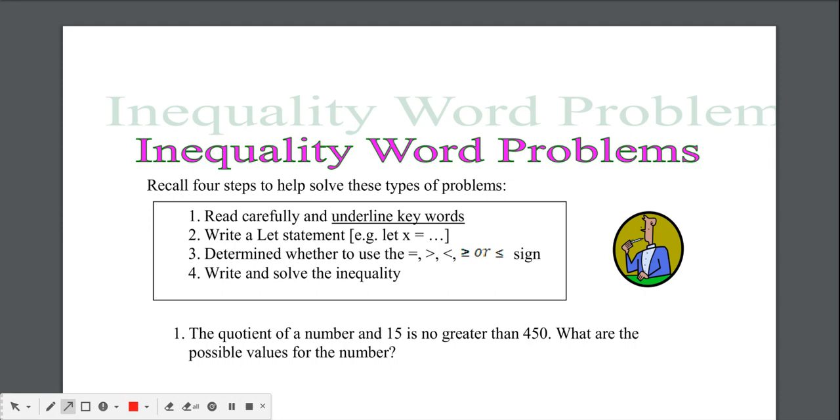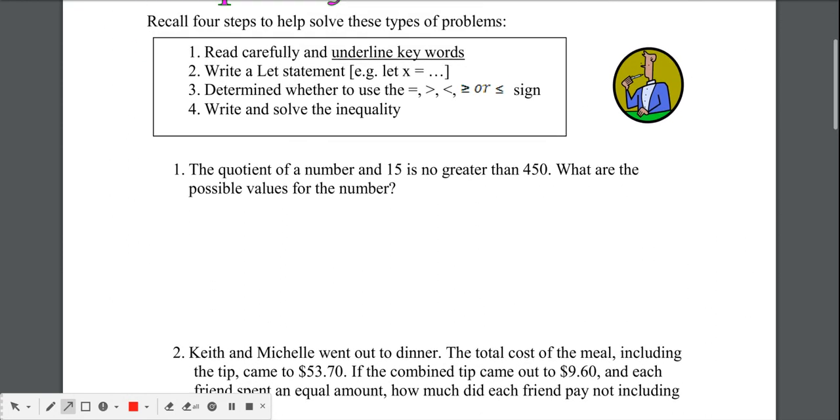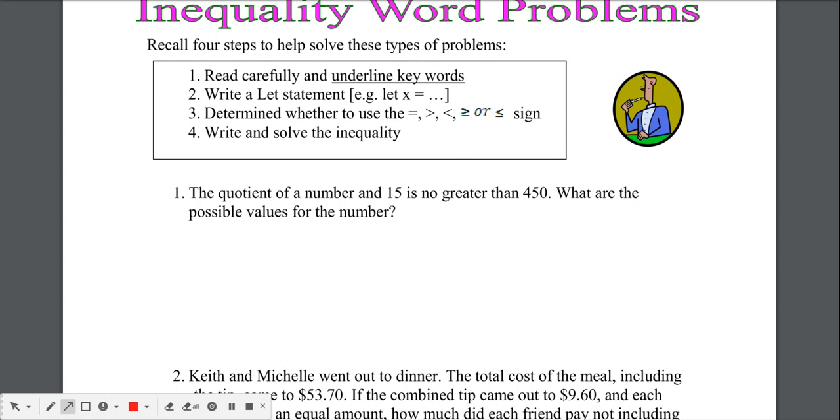Okay. So let's go ahead on this one and scroll down a little bit further. And let's go ahead and start with our first one right here. We're going to read it carefully and get my drawing tool. Okay, so it says the word quotient. This is kind of weird a little bit, but quotient means divide. All right, so just keep that in mind.